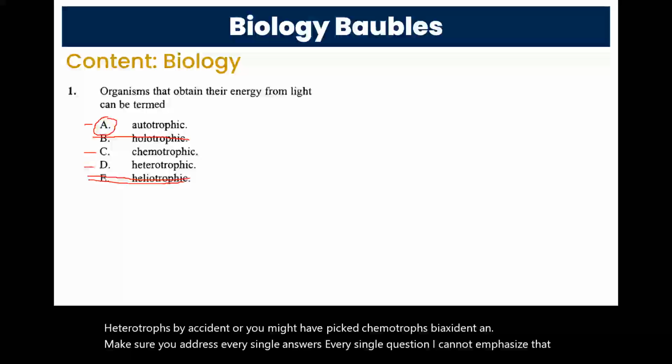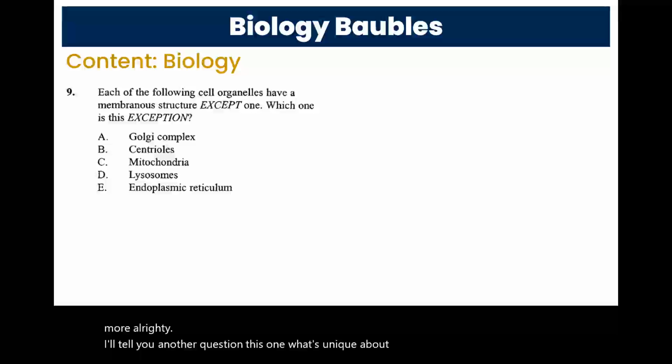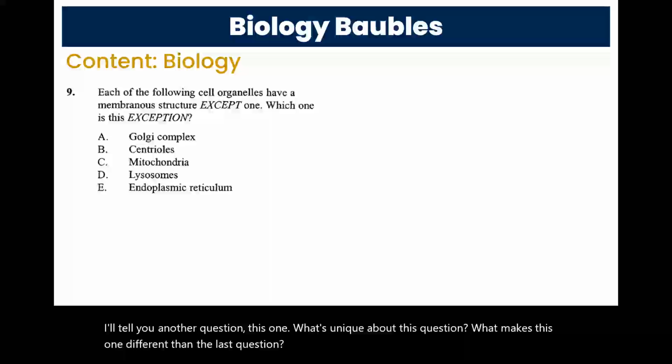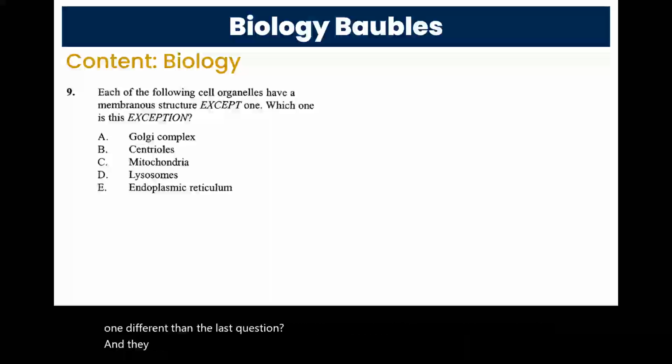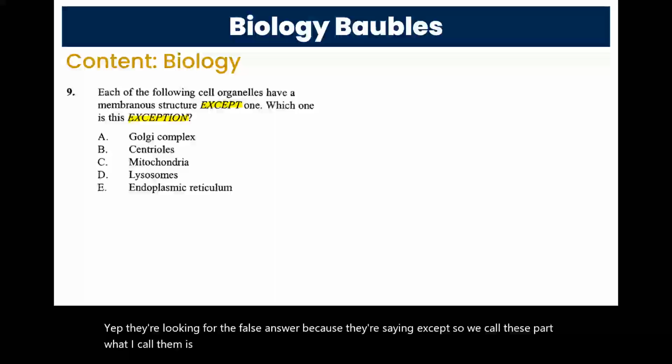All righty. Let's look at another question. This one. What's unique about this question? What makes this one different than the last question? And they usually do this, the same format. Yep. They're looking for the false answer because they're saying except. So what I call them is a least not except question, an LNE question, because those are the terms you usually see in all caps: least, not, except.